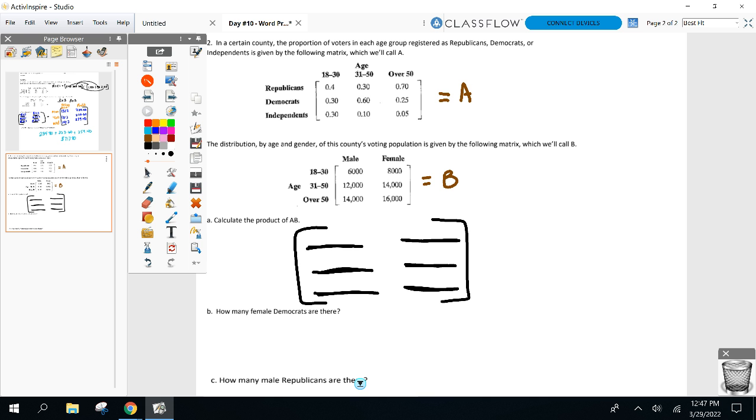Okay, first row, first column, 15,800. Row 1, column 2, 18,600. 12,500. 14,800. 3,700. And then row 3, column 2, 4,600. So that's half your battle, getting it filled in correctly, right? Half your battle. Now figuring out what the rows and the columns mean.